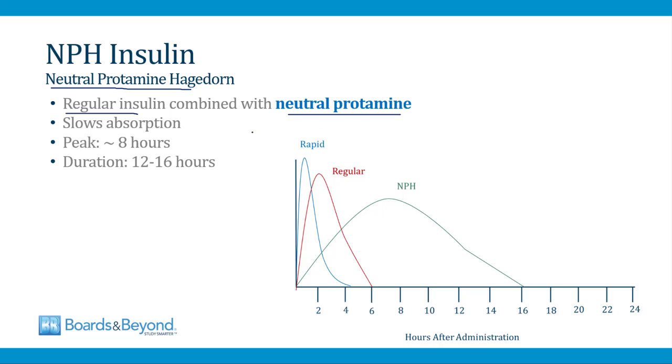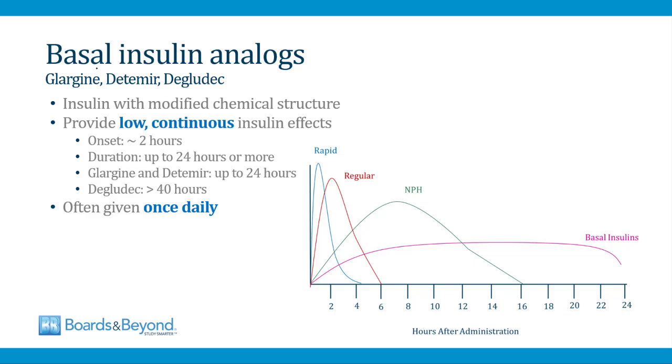And by adding neutral protamine to regular insulin, you slow the absorption. So as a result, NPH has the properties shown in green on this graph. The time to peak is about 8 hours or so, and the total duration of action is about 12 to 16 hours. And then the longest acting forms of insulin are the basal insulin analogs.